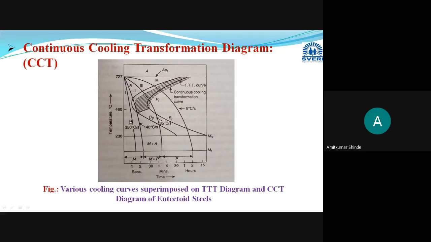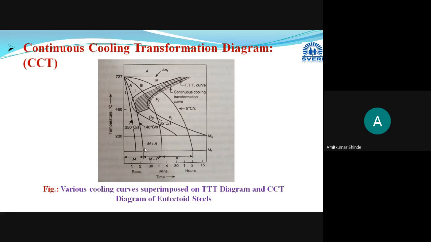Whenever the faster cooling rate is there, you will end up with Martensite, and this Martensite will have the highest hardness. Then the second cooling rate, 140 degrees Celsius per second, is the critical cooling rate. It avoids the nose of this continuous cooling transformation diagram. Here also, with this critical cooling rate, you will get Martensite only.